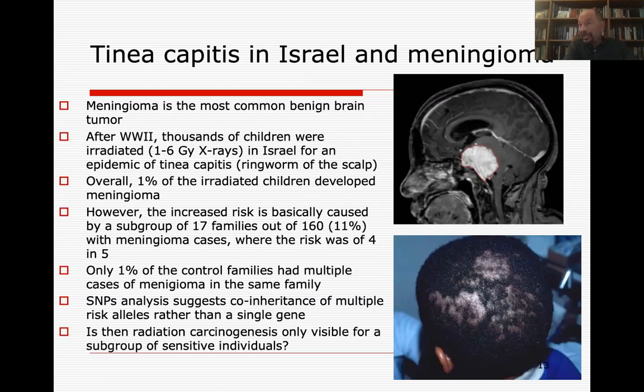So how do we explain it? Clearly, it's a strong point showing that there is a genetic component in the sensitivity to cancer. And there was a SNP analysis that suggests co-inheritance of multiple risk alleles rather than a single gene. But this really begs the question of whether radiation carcinogenesis is only a matter of a few, not of everybody. Maybe for many of us, radiation carcinogenesis is not an issue, but for few of us, it's very dangerous.